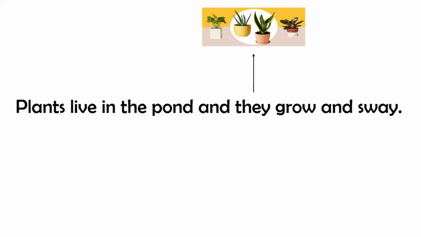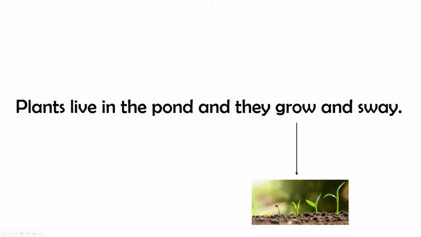So the word they here is in reference to plants. So here this means plants. Instead of saying plants live in the pond and plants grow and sway, we can just say they, because they is in reference to the plants. They means that plants is what we're talking about.